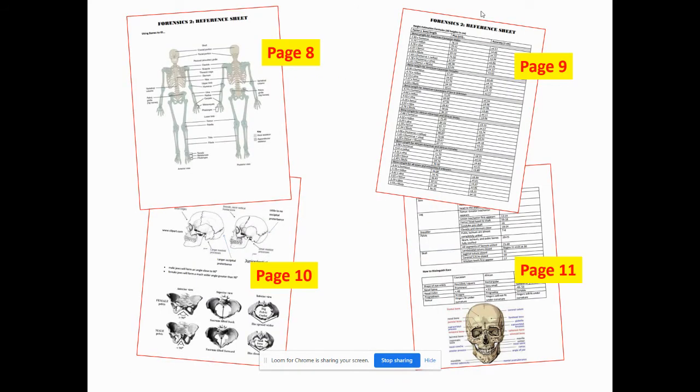Okay, in your reference tables, you're going to want these pages. I recommend you number them. Page 8 is the one with the skeleton front and back. Page 9, the mysterious number chart. Page 10, the 2 skulls and the pelvic bones. Page 11, 2 more charts and the big skull, okay?